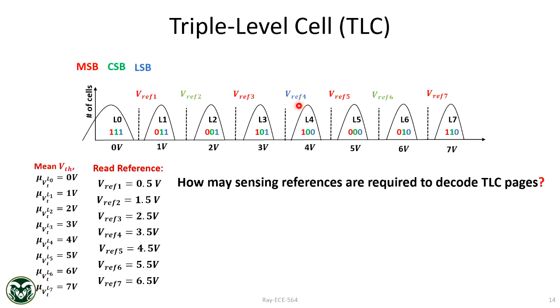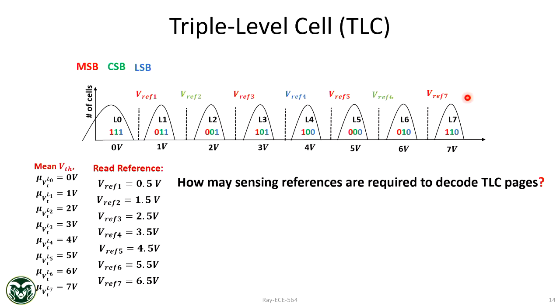For the middle bit, you need 2: VREF 2 and VREF 6. Right? You have to apply here and see who's conducting. Again, you apply here and see who's not conducting. And based on that, you decode the bit. For the MSB, the most significant bit, which is represented in red, will require 4. So that will require longer time. Decoding the MSB page will require longer time.